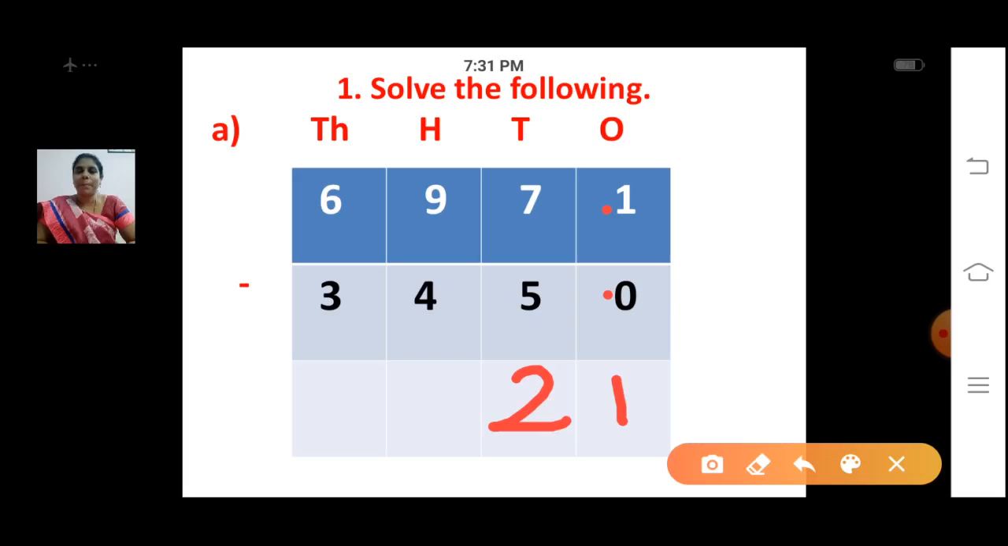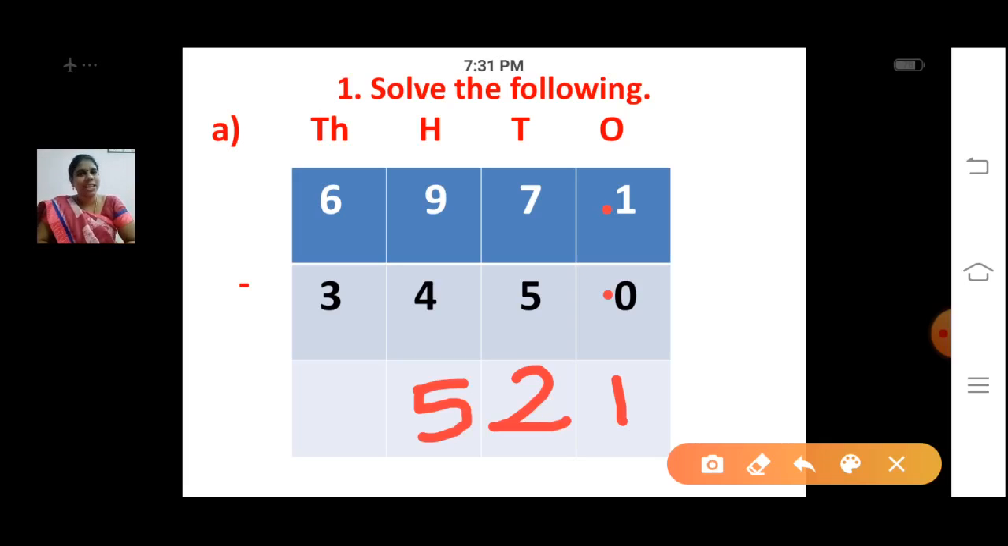So now we are going to subtract the hundreds place. 900 minus 400. Start from number 4. Count forward till you reach 9. After 4, 5, 6, 7, 8, 9. So 9 minus 4 is 5. 900 minus 400 is 500. Now let's move on to the thousands place.